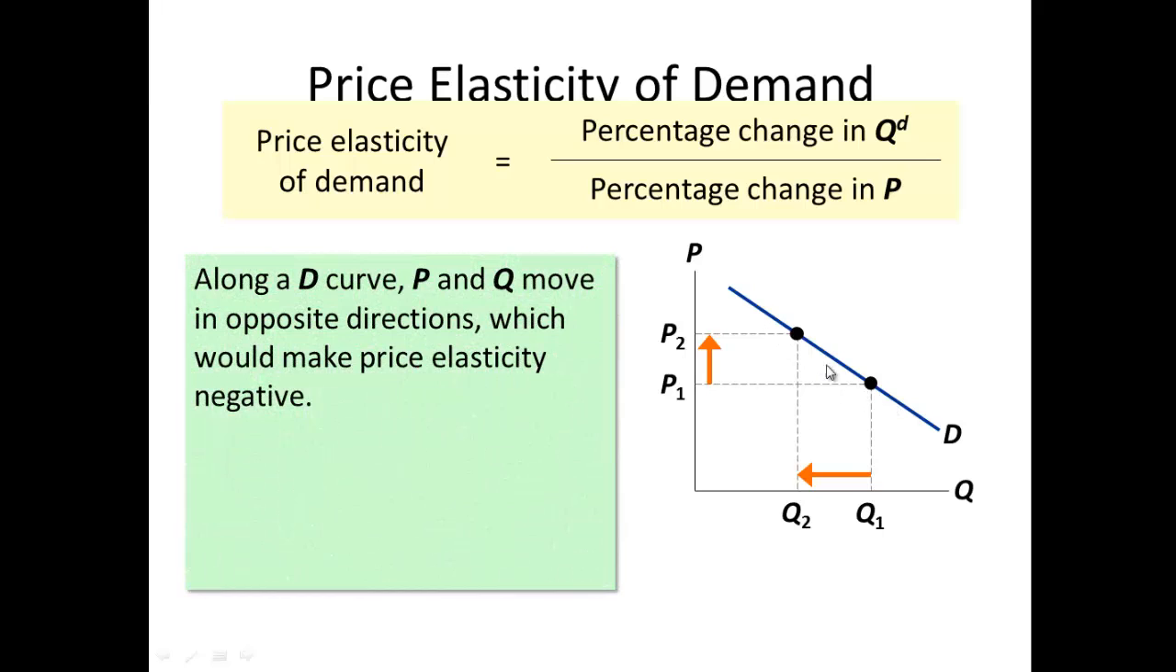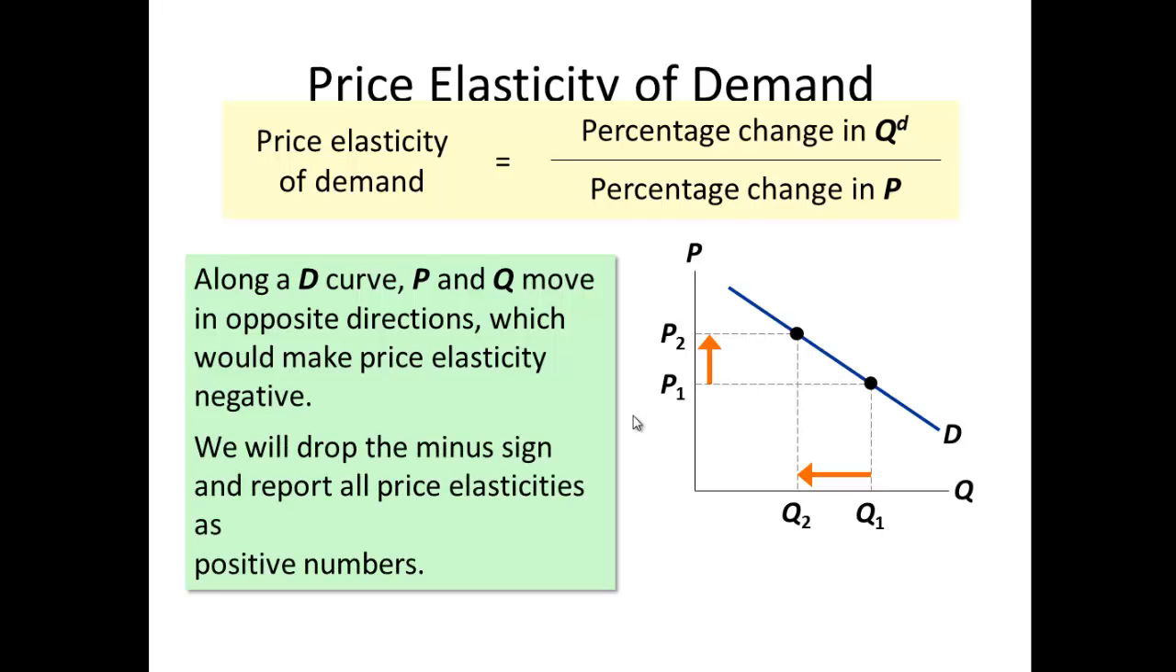Again, we move along the curve. P and Q move in opposite directions, which would make price elasticity negative. And then we'll talk through the positive price elasticity on the supply side in a future lecture. And again, remember, we drop the minus sign, which means we state the absolute value and report it as a positive number.